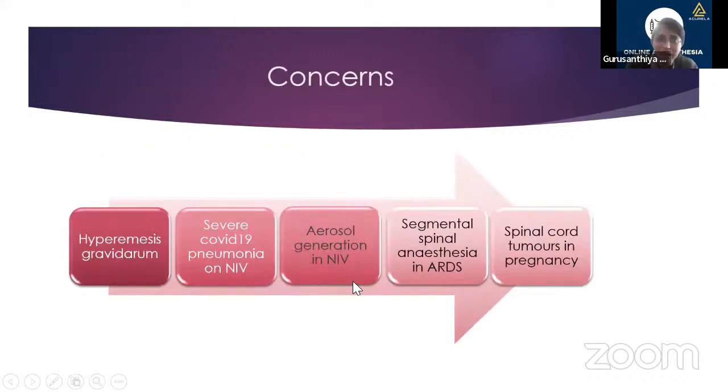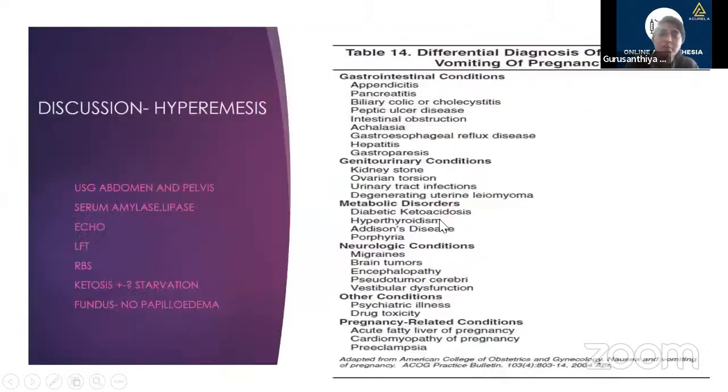She had persistent hyperemesis gravidarum into the third trimester. She had COVID-19 pneumonia and was on an NIV. There was also a concern of our staff with the aerosol generation with NIV. We were planning to give her a segmental spinal anesthesia in a patient with severe maternal ARDS. And the patient later presented with a spinal cord tumor, which she actually had in pregnancy. So coming on to discussion, I would discuss hyperemesis, COVID, and also spinal cord tumors in pregnancy.